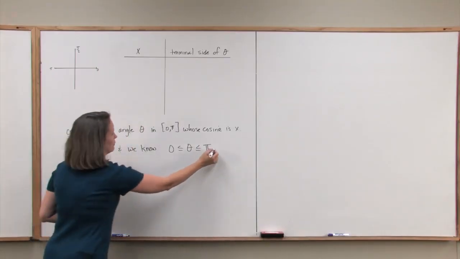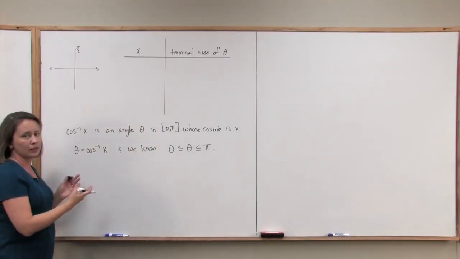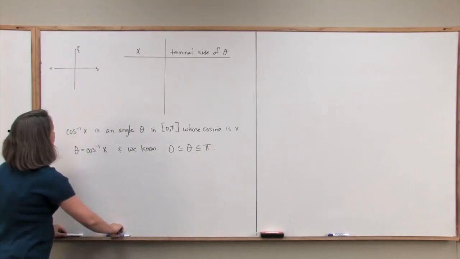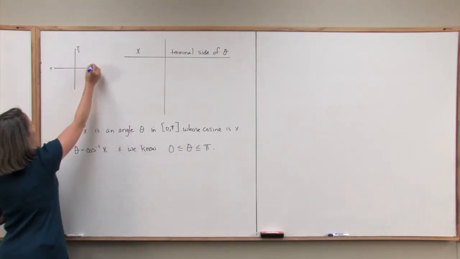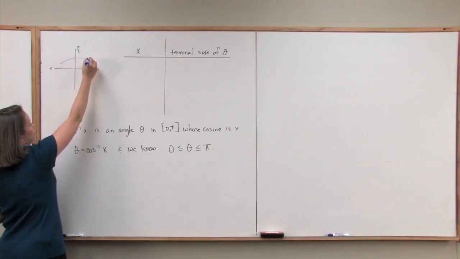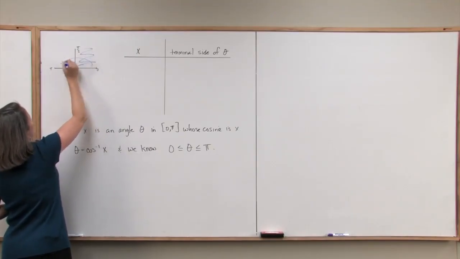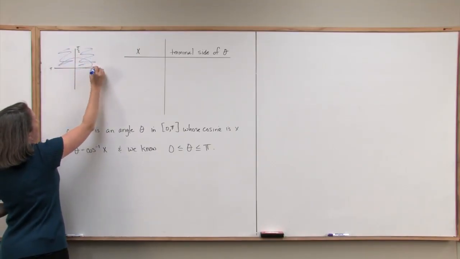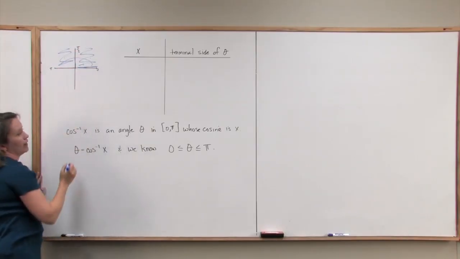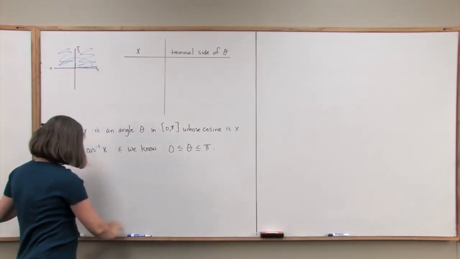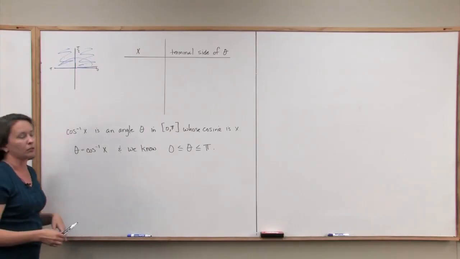So where will we find the terminal side of such an angle theta? Well, it has to be from 0 to pi, that's this part. Quadrant 1, quadrant 2, the positive x-axis, the positive y-axis, or the negative x-axis. Let's organize the information that we have.